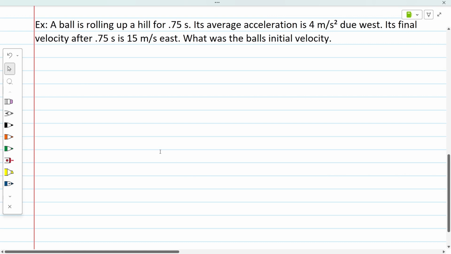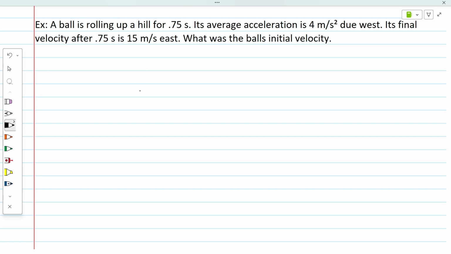So we have a ball rolling up a hill for 0.75 seconds. Its average acceleration is 4 meters per second squared due west. Its final velocity after that time is 15 meters per second. What is the ball's initial velocity? Alright, so again, we have all this information.